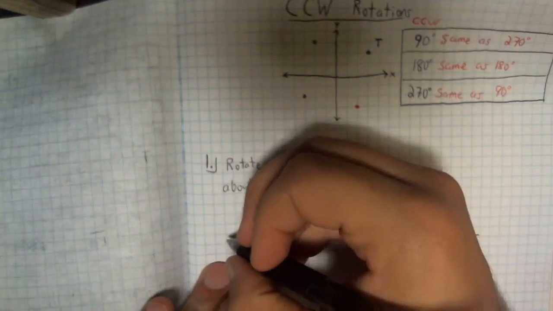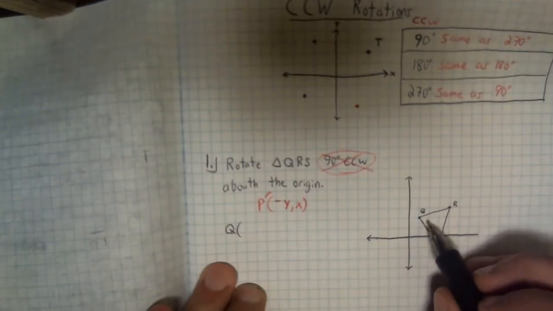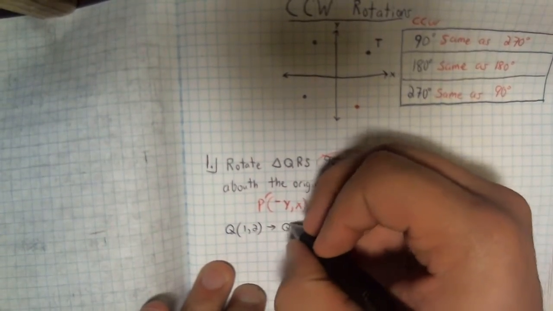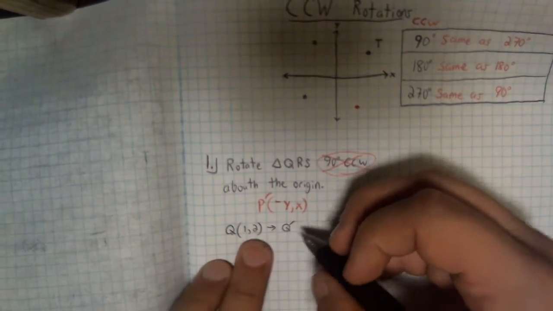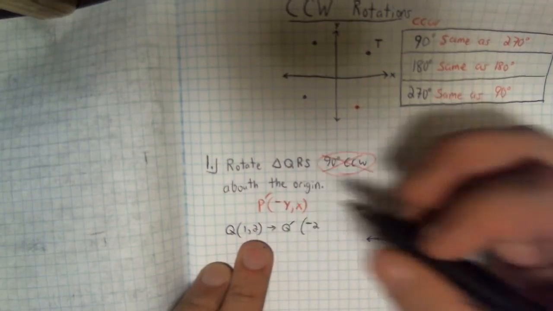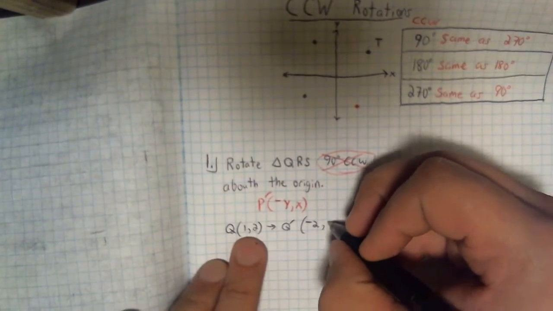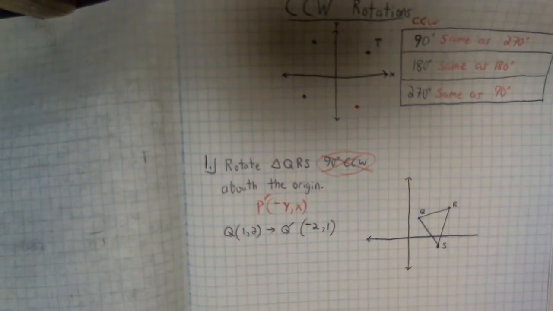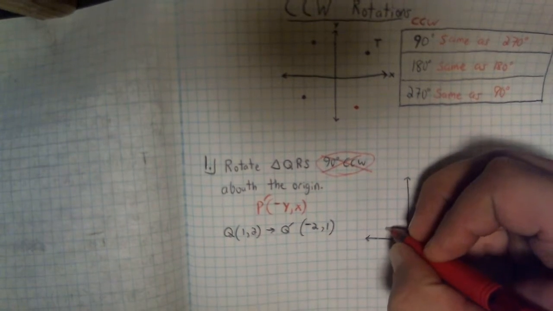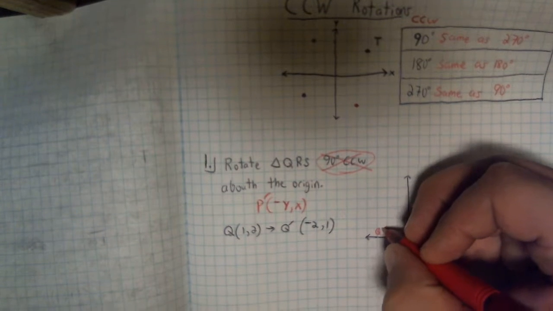Q. Q looks like it's at 1, 2. That's going to put Q prime. If I switch these, 2 becomes my x coordinate with the opposite sign, and 1 becomes my y coordinate. So negative 2, positive 1. Negative 2, positive 1. That's Q prime.